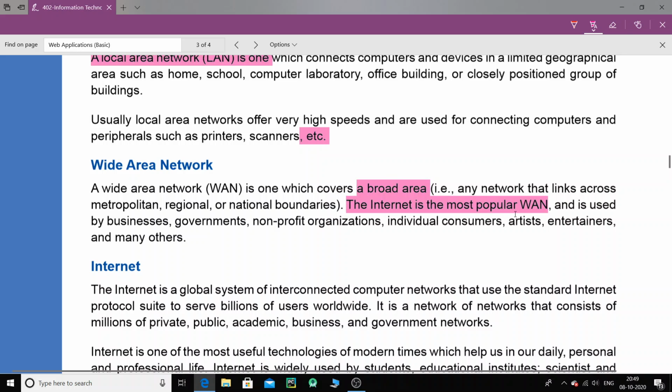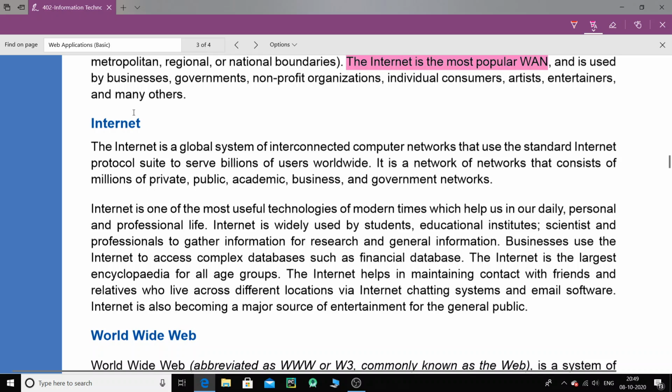Okay, what is the example of WAN? Internet. What is the internet? Basically, internet is a global system of interconnected computer networks that uses standard internet protocols. Protocols means HTTP protocol, FTP protocol, all those protocols. So what is the internet? It is basically a network of networks. A network of all the networks will be called the internet.